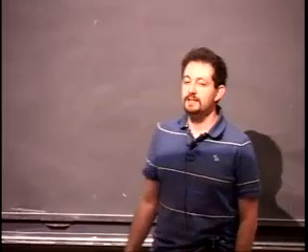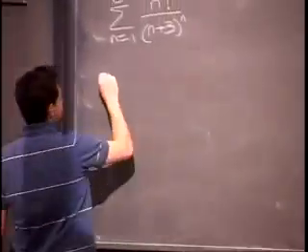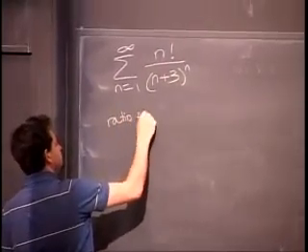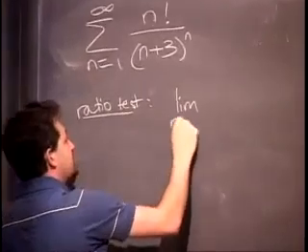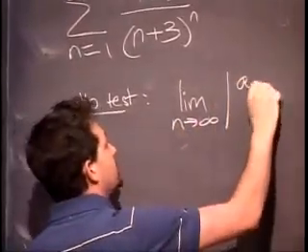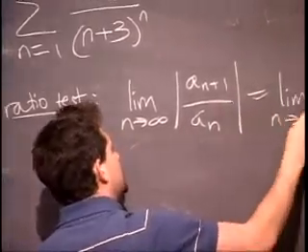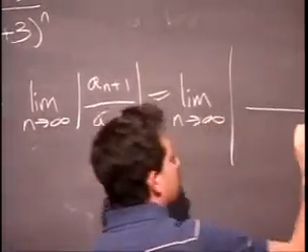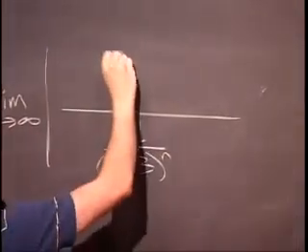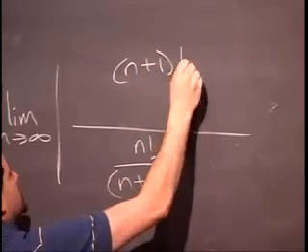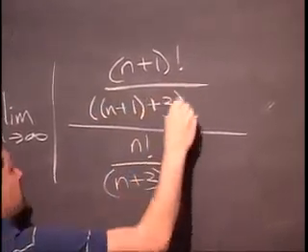So let us use the ratio test. And as I said, this is going to be tricky. Consider the limit as n goes to infinity of the absolute value of a_(n+1) over a_n. They all start this way. So on the bottom we'll have n factorial over (n plus 3) to the n. On the top we'll have (n plus 1) factorial over (n plus 1 plus 3) to the power n plus 1.